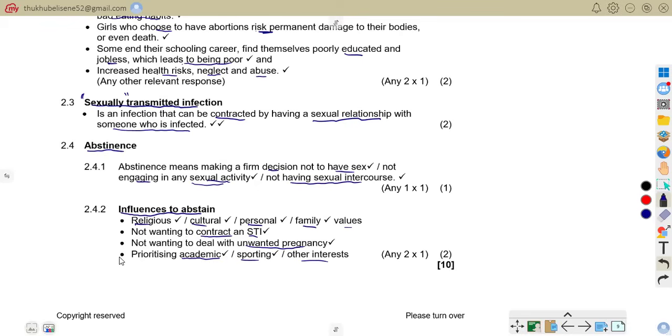Because if we find ourselves getting into sexual intercourse, we may end up dropping out of school because now you have to look after a baby. Sometimes the reason is that people try by all means to stay fit. So it is very important that they abstain as well. So that is that. Now let us move on.